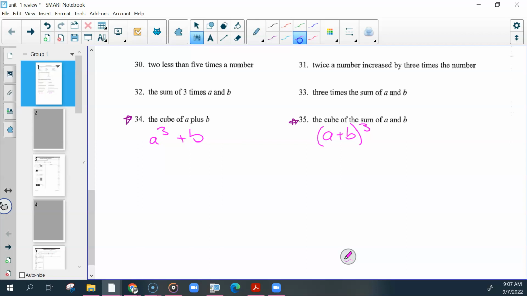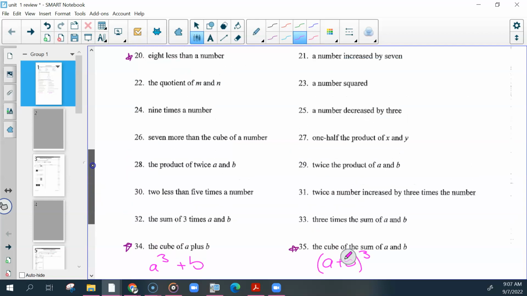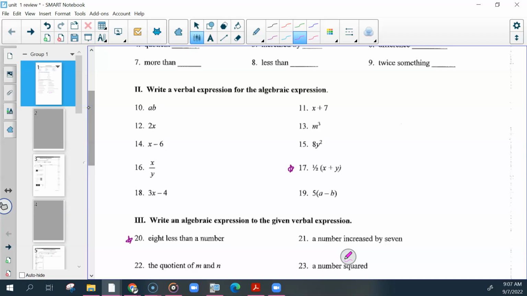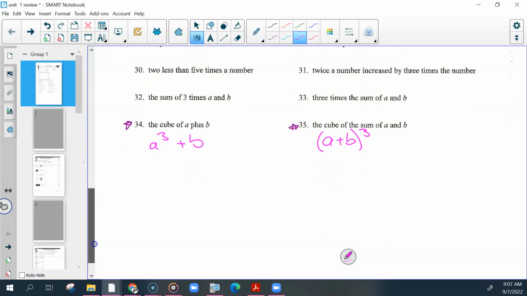Sophia? Quotient, you're dividing. 7. I don't know how to do the number 17 and 19 on that page. 17 and 19. So this one's going to be kind of similar to the wording of this.